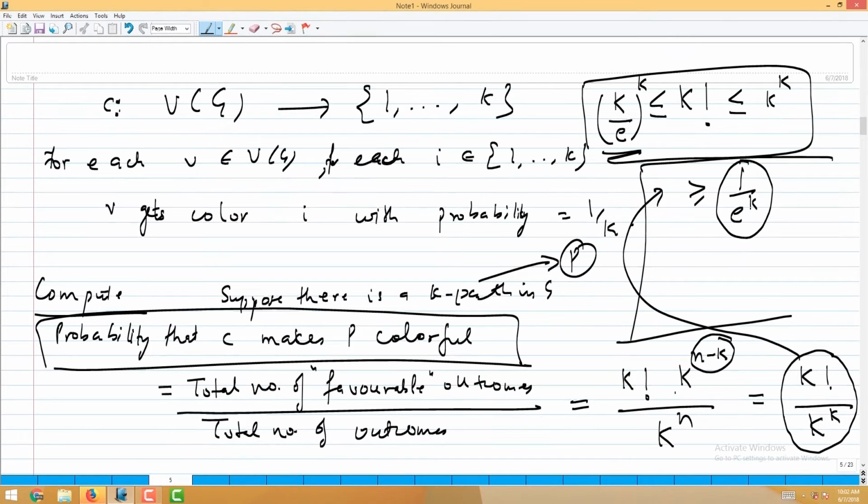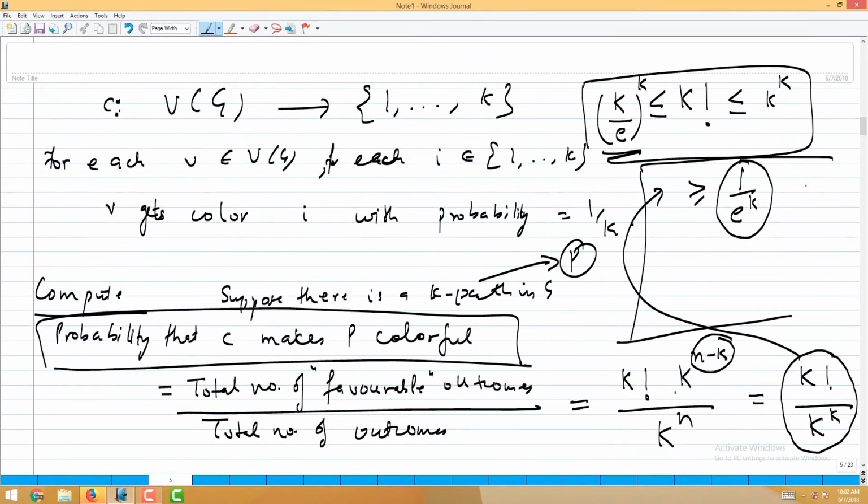So we have some randomized algorithm, but this is not a good randomized algorithm, because there is a notion of efficiency in polynomial time algorithms. A randomized algorithm is good if its success probability is at least some constant, or its failure probability is at most some constant. This is the notion of a good randomized algorithm. And here, the success probability is at least 1 by e power k. E is a constant, but e power k is not a constant.